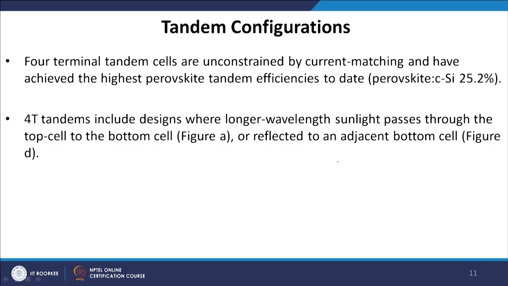4 terminal tandem solar cells are unconstrained by current matching and have achieved the highest perovskite tandem efficiency to date. For a perovskite single crystal silicon, it is almost 25.2%. And 4 terminal tandems include designs where longer wavelength sunlight passes through the top cell to the bottom cell or is reflected to an adjacent bottom cell.